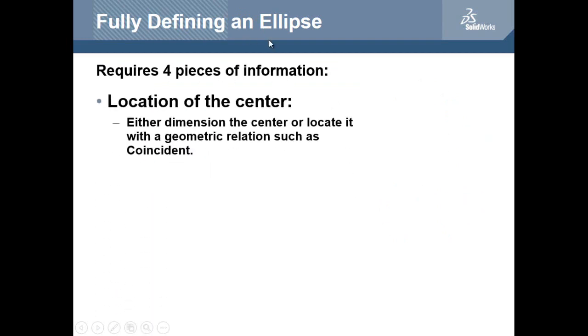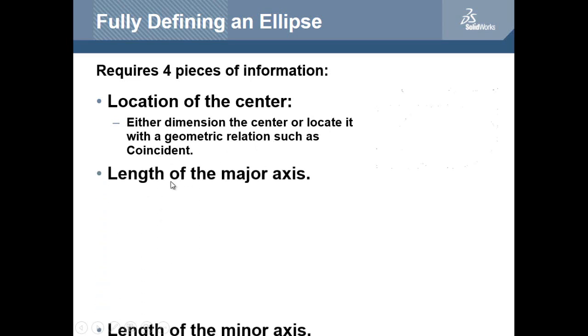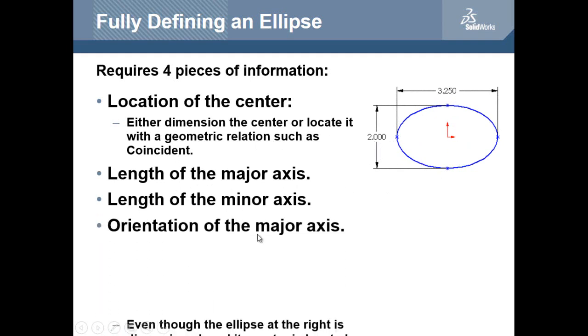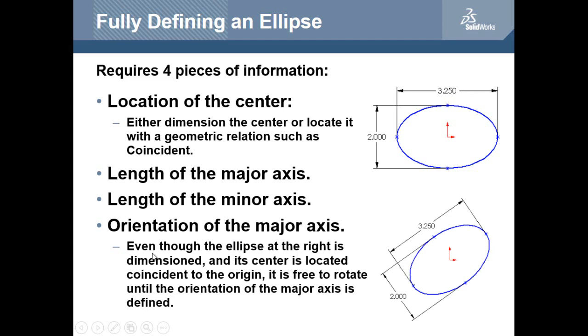Fully defining an ellipse requires four pieces of information. Location of the center: either dimension the center or locate it with a geometric relation such as a coincident. Length of the major axis, that's the longer axis. Length of the minor axis, that's the shorter axis. So the major axis is 3.250 and the minor axis is 2. And orientation of the major axis.